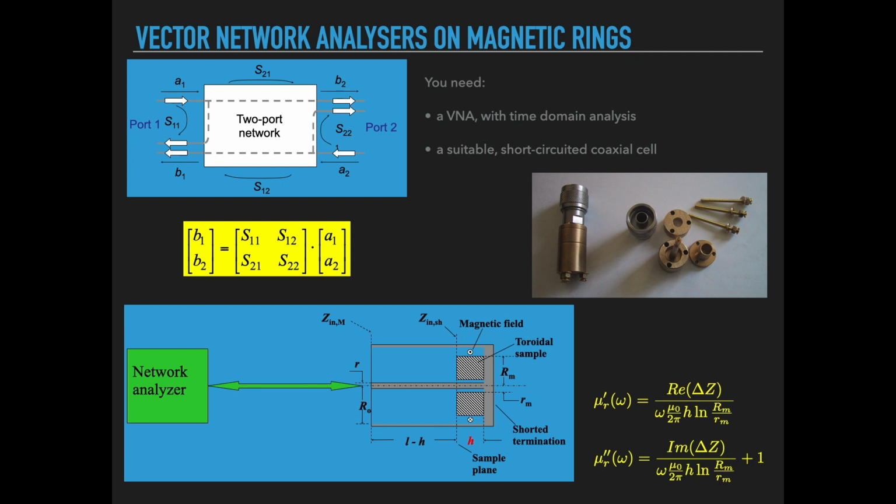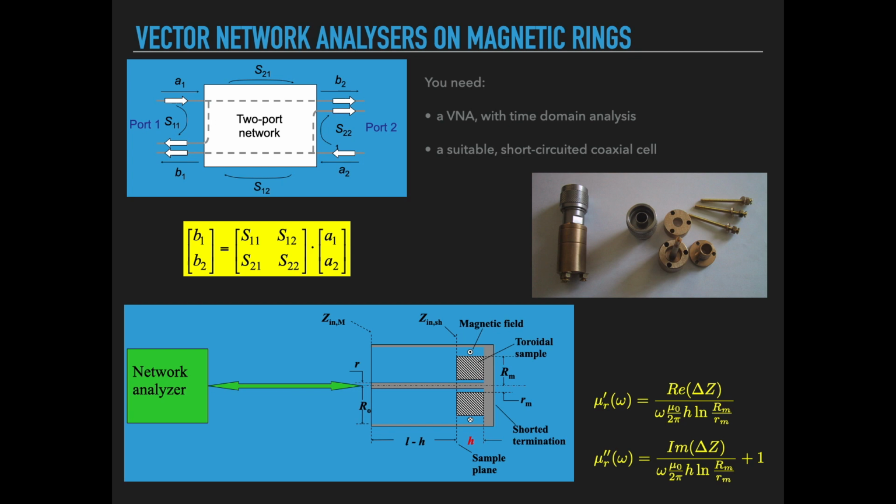Toroidal samples, for example ferrite rings, can also be characterized at higher frequencies using vector network analyzers. We are talking about frequencies that can go up to the gigahertz region. A short-circuited coaxial line is exploited in this case. The sample is placed as the dielectric at the end of a coaxial line close to the short circuit. In that condition, the electric field is minimum and the current is maximum, meaning that the sample is submitted mostly to a magnetic field with maximum intensity.